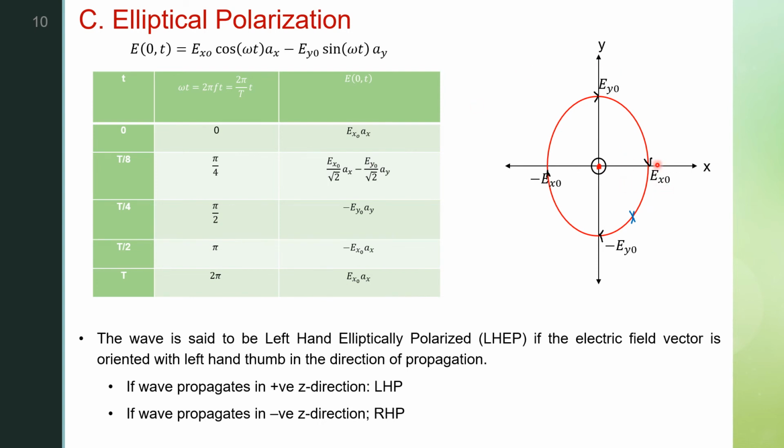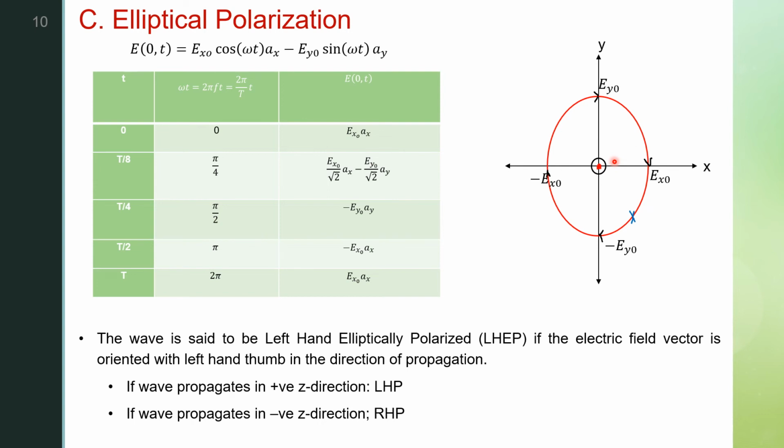So when you consider the different time instances, we are actually moving, see, from t equal to 0, t by 8, t by 4, t by 2, 3T by 4, etc. We are actually moving in clockwise direction. So in this particular example also, we are having clockwise rotation. Here, because we also assume the wave is propagating in positive z direction and z axis is out of the page, this particular example that I just talked about is actually left hand elliptically polarized.